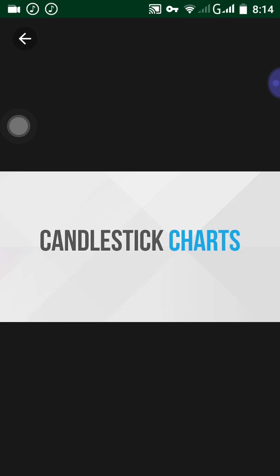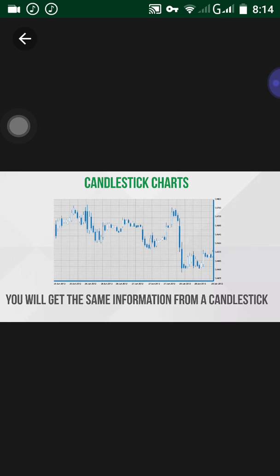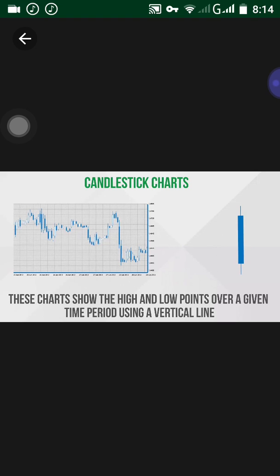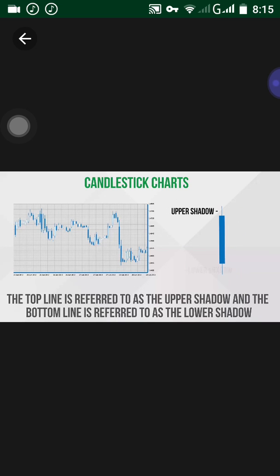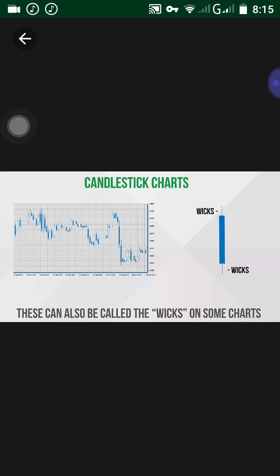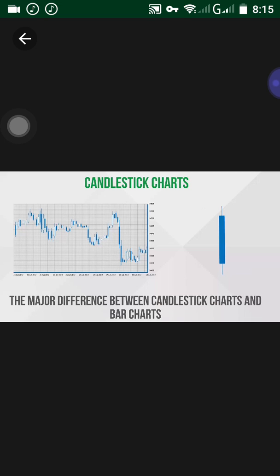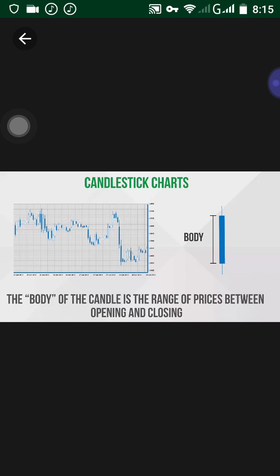Candlestick charts. Generally, you will get the same information from a candlestick chart that you get from a bar chart, but the format is more visually satisfying. These charts show the high and low points over a given time period using a vertical line. The top line is referred to as the upper shadow, and the bottom line is referred to as the lower shadow. These can also be called wicks on some charts. The major difference between candlestick charts and bar charts is how the opening and closing prices are displayed. The body of the candle is the range of prices between opening and closing.